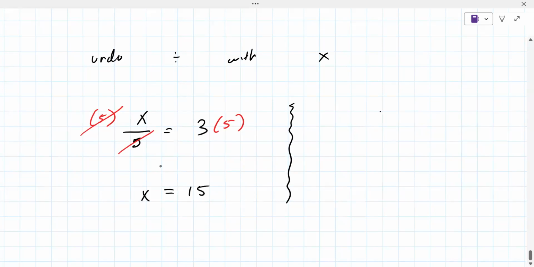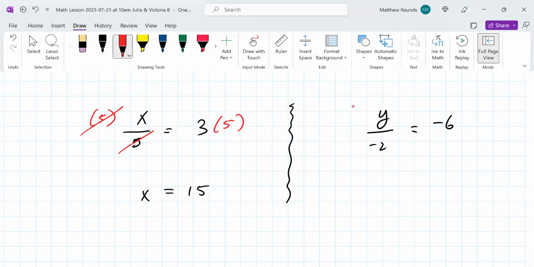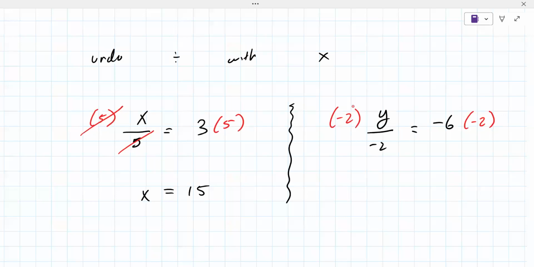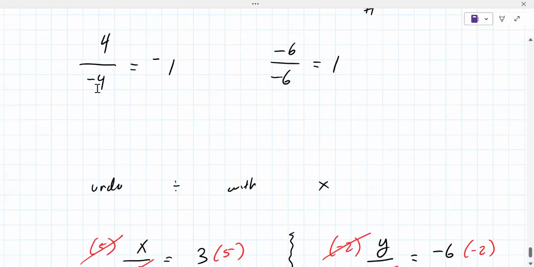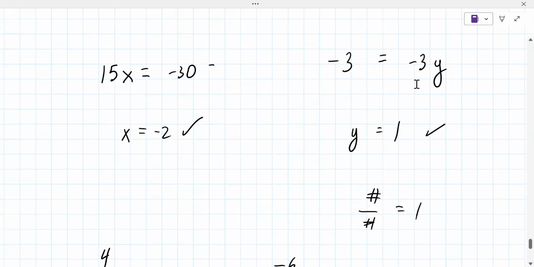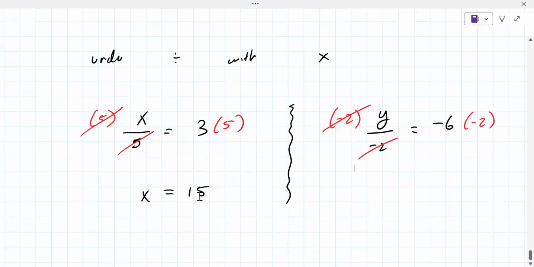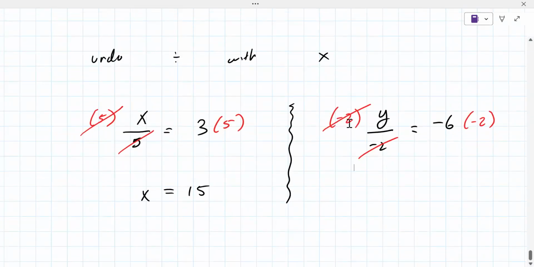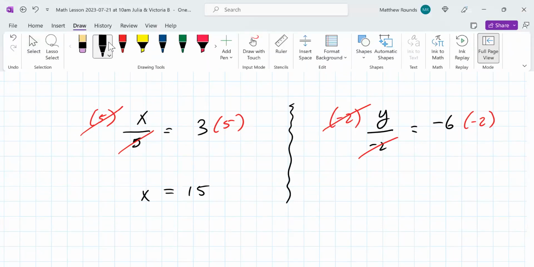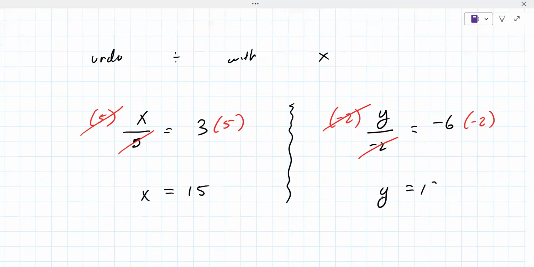What if it's y over -2 equals -6? Same thing. You multiply by -2. You multiply by whatever number you're dividing by. Just like in the previous problems where we were dividing by 15, dividing by -3, here you multiply by 5, you multiply by -2. It's the same kind of sequence. y equals 12, like that.